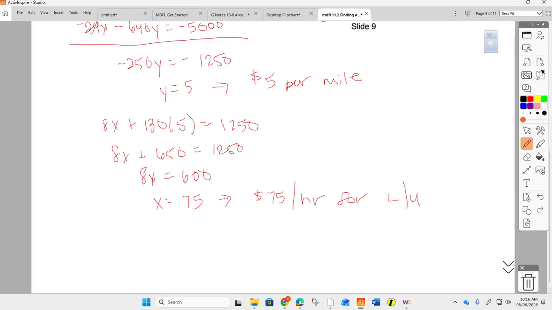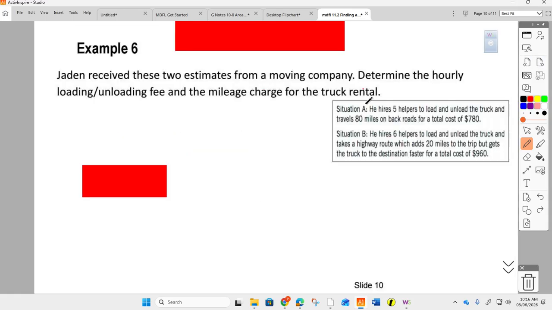All right, last one. We're loading and unloading and miles again. So X is the price per hour for loading and unloading. Y is the price per mile. I'm going to work it out. If you don't finish it, you have to watch the video.